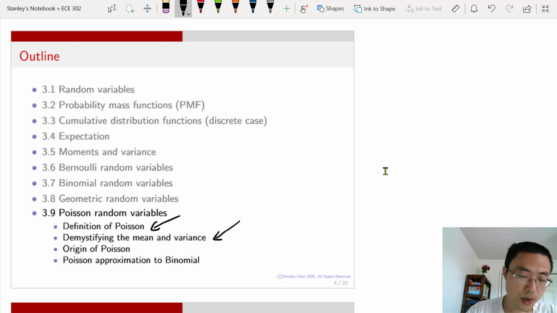And then we are going to spend some time discussing the origin of the Poisson random variable. We want to show that the Poisson random variable doesn't come from the Mars. It's actually well defined according to a physical process. So we want to go over that. Finally, we want to link the Poisson random variable with the binomial random variable. We want to show that Poisson random variables are actually very good approximations to the binomial random variable.